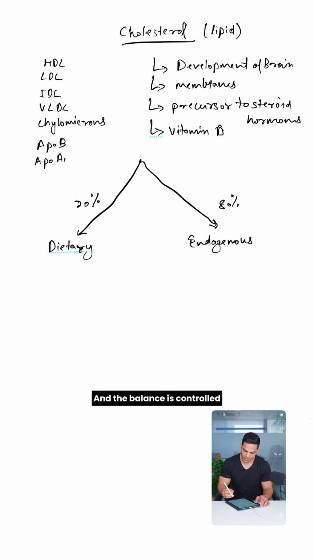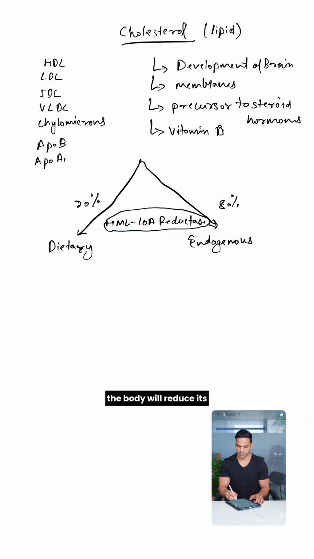And the balance is controlled by an enzyme called HMG CoA reductase. So anytime you consume more cholesterol from the diet, the body will reduce its endogenous production, and anytime you have less cholesterol from your diet, the body will increase its endogenous production. So the homeostasis for cholesterol is maintained by this enzyme called HMG CoA reductase. Very important, remember it, we're going to need it in the end.